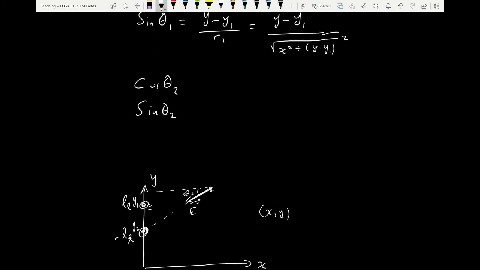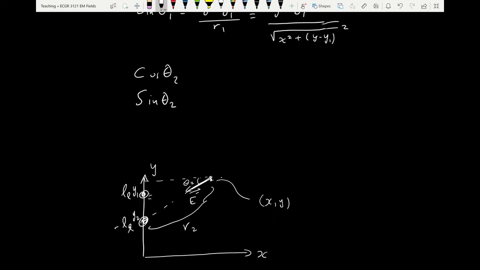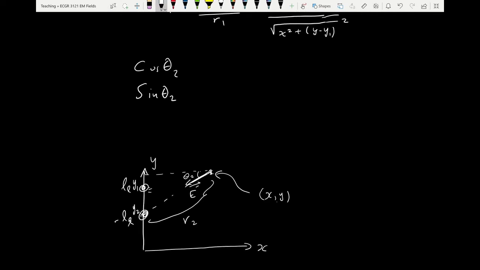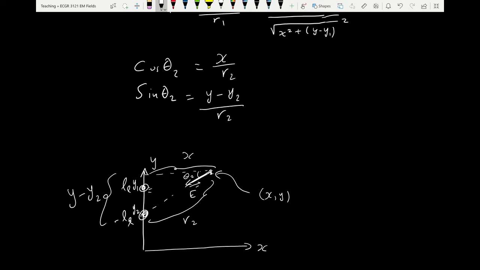Right? This is R2, right? And clearly cosine theta 2 is going to be x over R2, and sine theta 2 is going to be, so this is this distance. This distance is y minus y2, right? So sine theta 2 is going to be y minus y2 over R2.